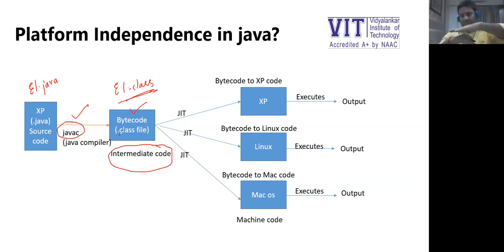There is a JVM. There is a runtime environment which is created. So my compiler can only see this JVM. So the output is this JVM code, which we call bytecode. So we need to compile it again.